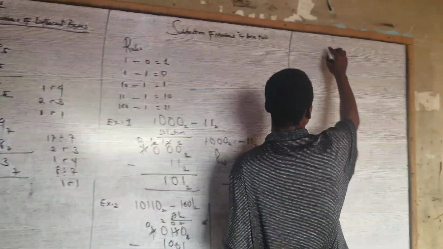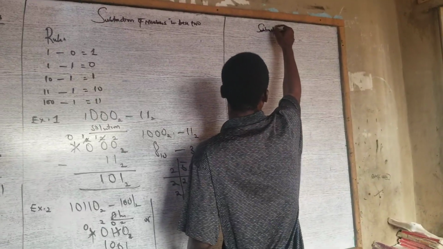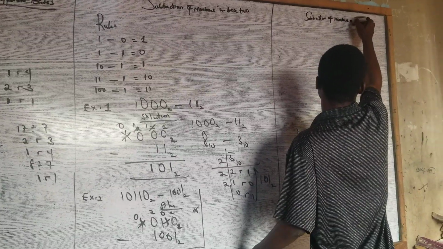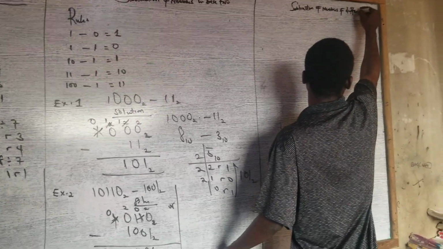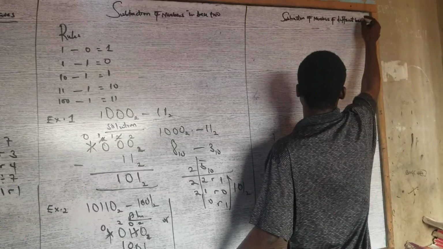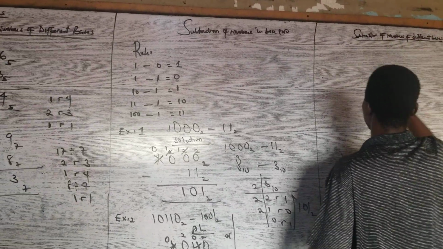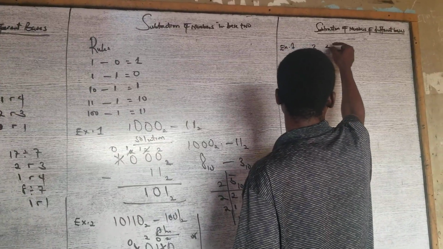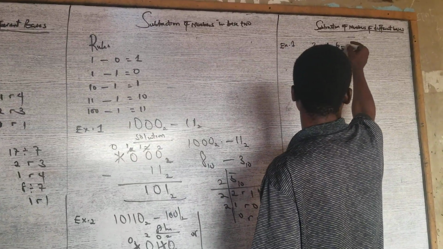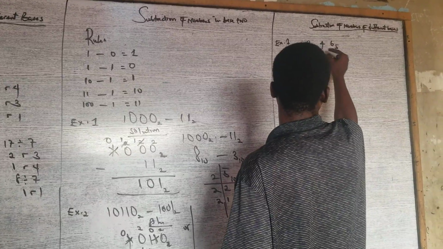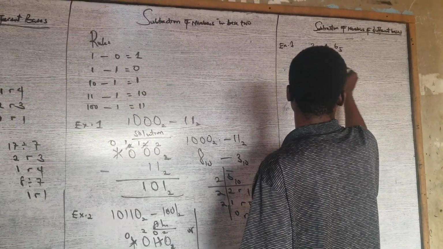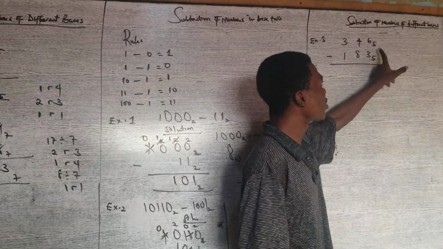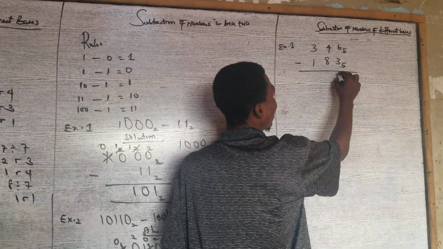So let's start. Subtraction of numbers of different bases. Example 1. We are using the previous example that was given to us: 346 base 5 minus 183 base 5. So 6 minus 3, what's 6 minus 3? That's 3, because 3 is not up to the base. So what will I write? I'm going to write 3.